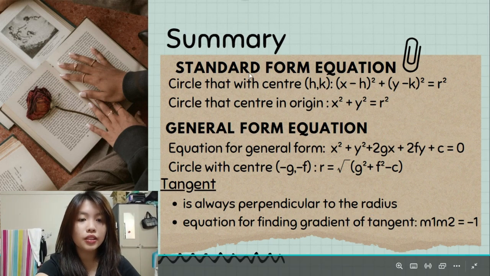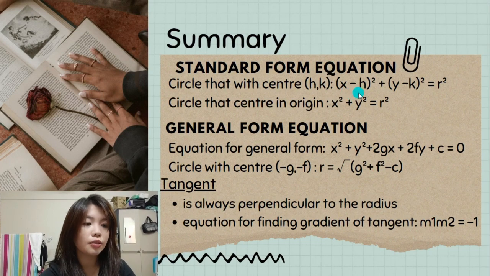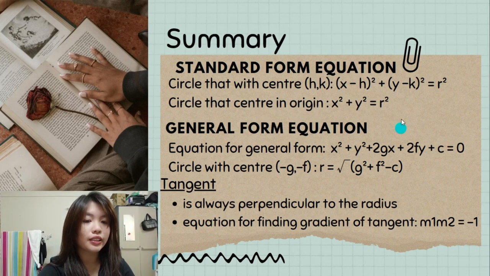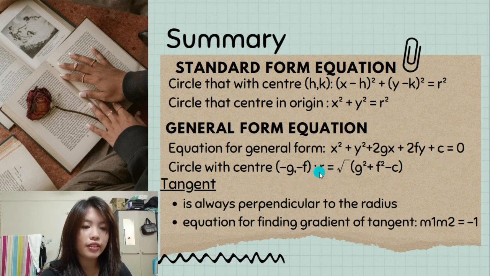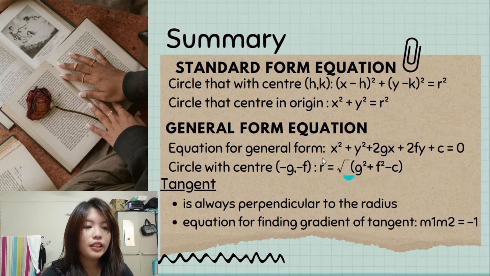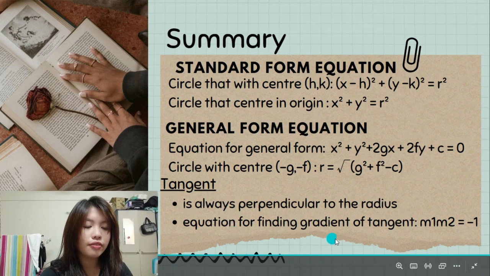So now I want to talk about the summary. The standard form equation of a circle with center (h, k) is (x minus h) squared plus (y minus k) squared equals to r squared. A circle with center at the origin is x squared plus y squared equals to r squared. The general form is x squared plus y squared plus 2gx plus 2fy plus c equals to 0. The circle has center (negative g, negative f) and r equals to square root of g squared plus f squared minus c. And for the tangent, the tangent is always perpendicular to the radius. The equation for finding the gradient of the tangent is m1 times m2 equals to negative 1.